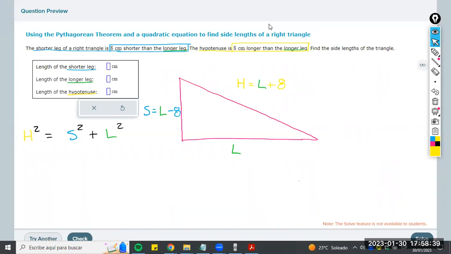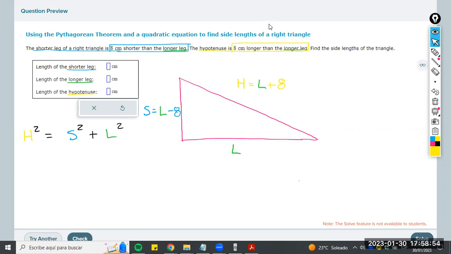And the other part of the information is that the hypotenuse H is 8 centimeters longer than the longer leg. So it is H equals L plus 8. It says find the side lengths of this triangle.